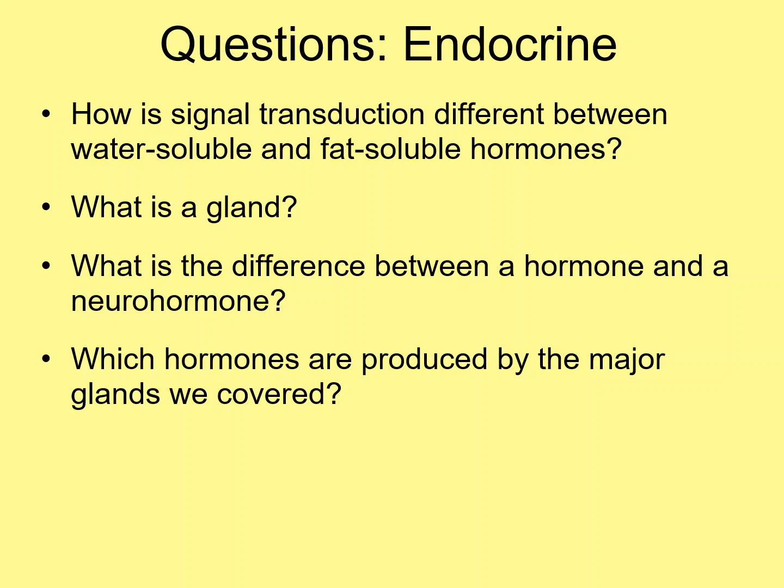So we're going to focus here basically on the basic differences between the two major classes of hormones, so water-soluble and fat-soluble hormones, and how they affect changes inside our cells and in our DNA. And we're going to define what a gland is and talk about the difference between a hormone and a neurohormone, as well as the difference between an endocrine gland and an exocrine gland.